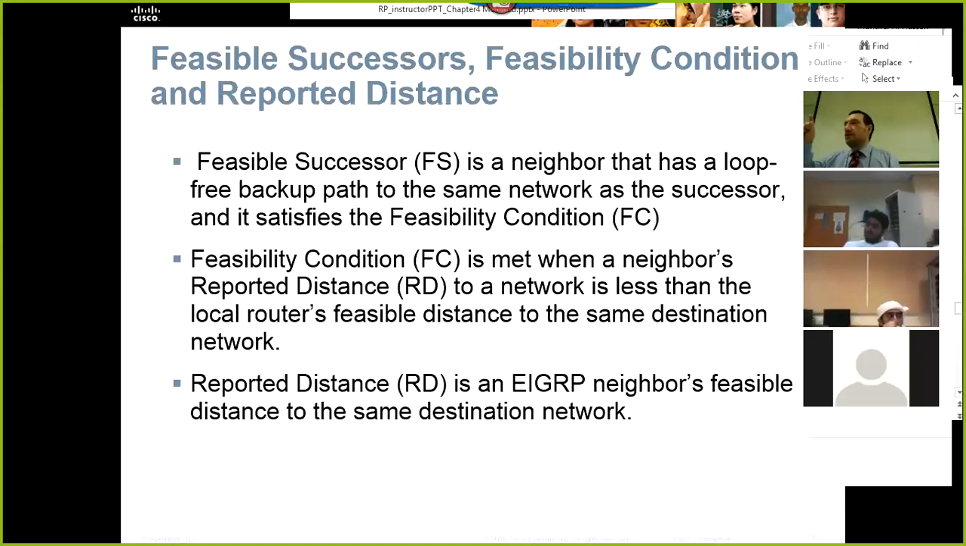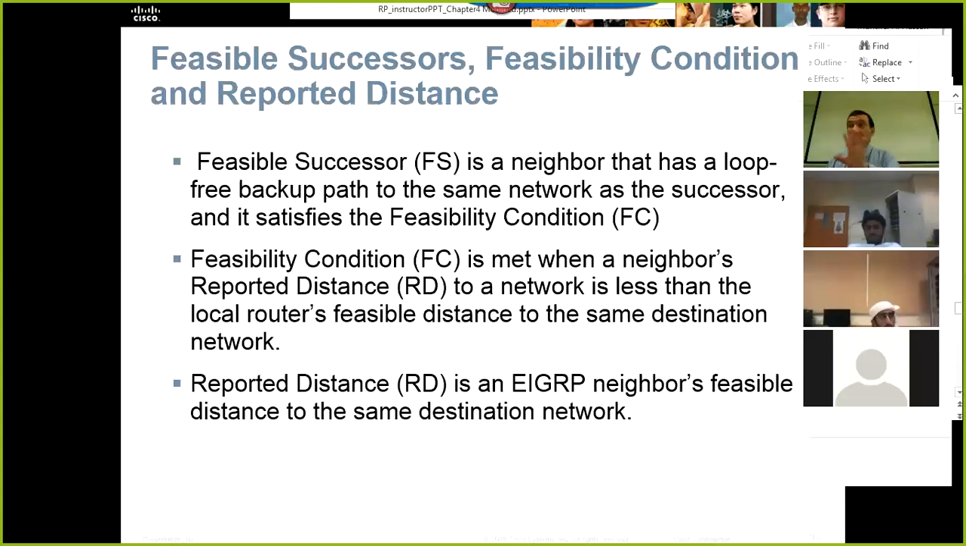So if his reported distance is less than the feasible distance, according to the test that was done, according to the algorithm, DUAL, and all the calculations and a lot of the research that was done on this topic, they said as long as his reported distance is less than the feasible distance, there is no chance that there will be a routing loop. No chance.